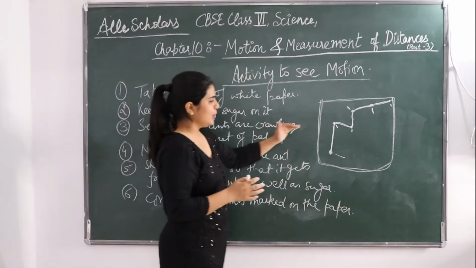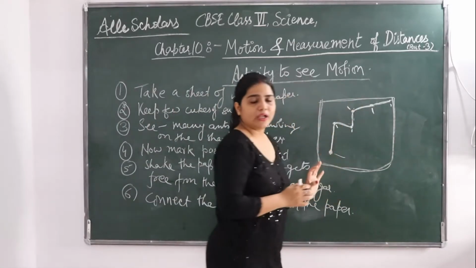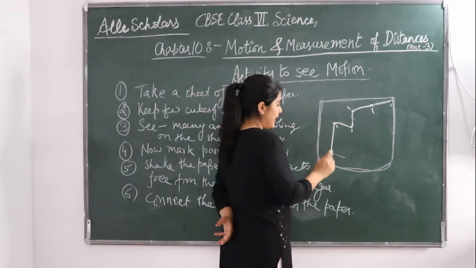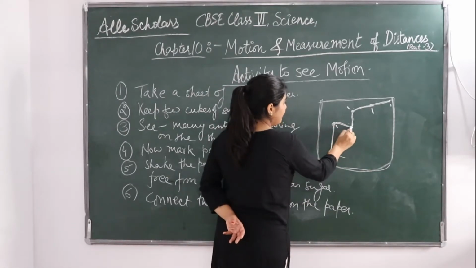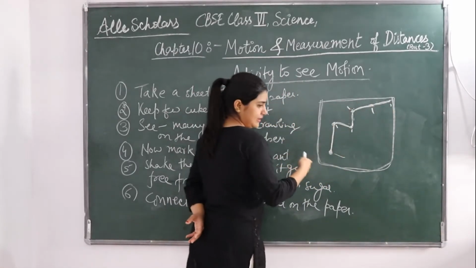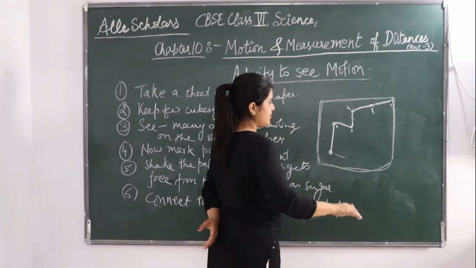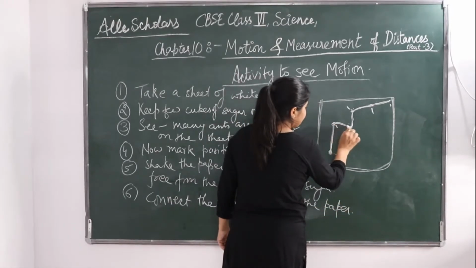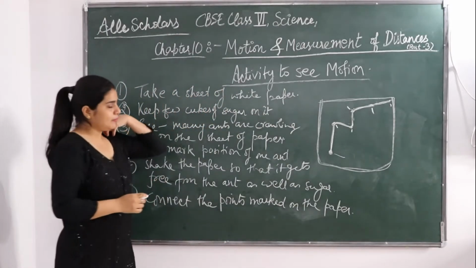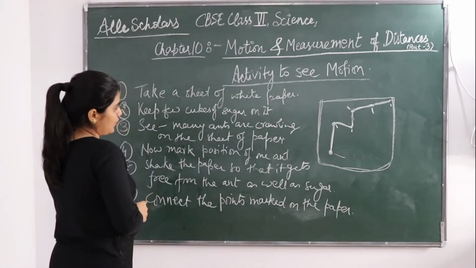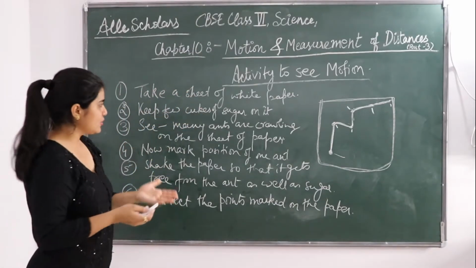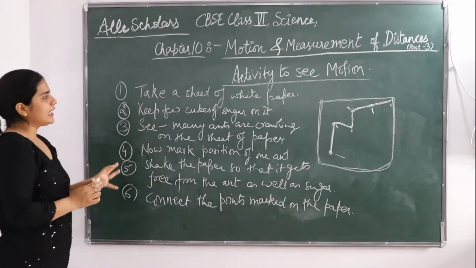Suddenly some of the ants are going to come and start crawling on the paper, and you have to catch one ant and mark the points where that ant is going. After that just shake the paper, all the ants and sugar are going to fall down, and connect these points. So you can trace a path which is going to show you how this ant is showing its motion with respect to time. So this was a very good activity.